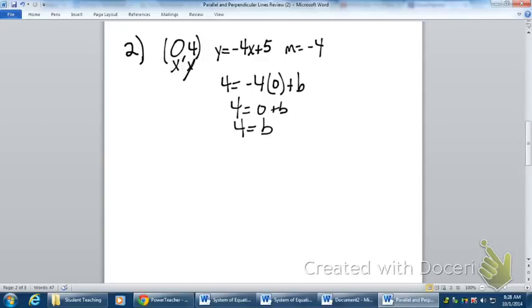And now the final step to put this in slope-intercept form is to use your b value and use your slope. 4 equals 0 plus b. You would plug it in. Guys, make sure you only plug in the slope and the y-intercept. So the slope is -4x plus 4.